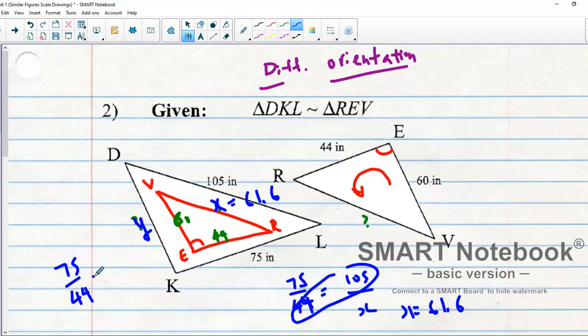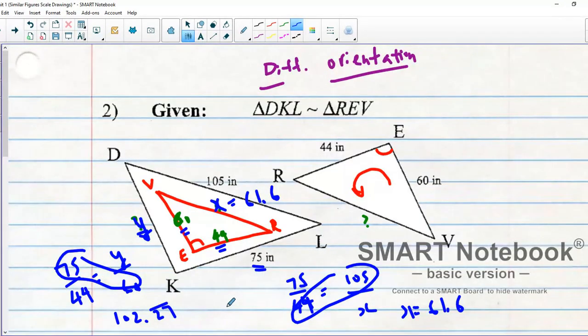If I'm going too fast, you can also slow down the video, okay? 75 to 44, and then Y over 60, right? Again, outside, outside, in, outside, in. All right, 75 times 60, 4,500 divided by 44, that's going to be a decimal. Okay, it's 102.27 repeating. That's some crazy number there.